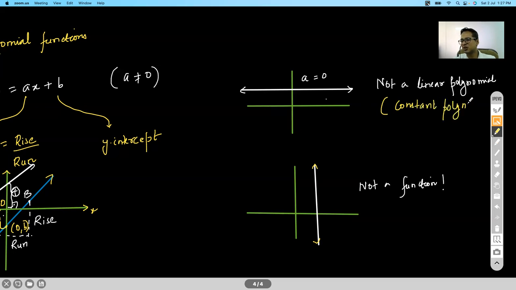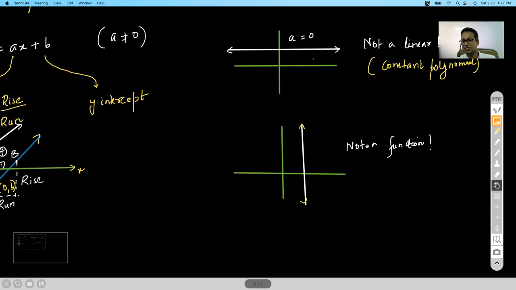And the second one is not even a function. So why talk about its domain and range? It is a relation, but it is not a function. Right. The second one is not a function because, Vasudev, I think you would have learned the vertical line test.